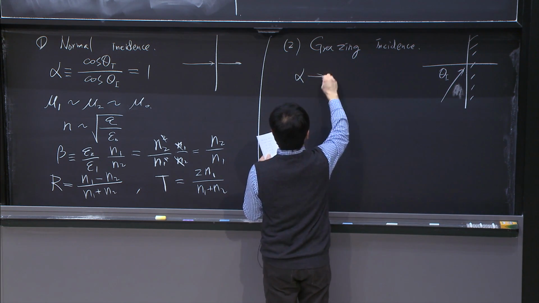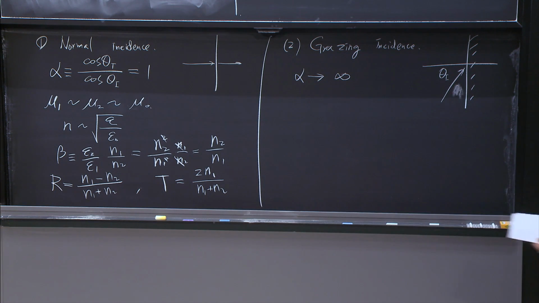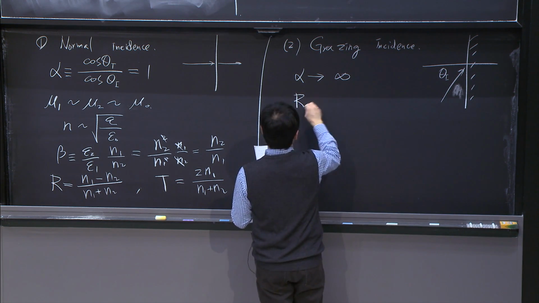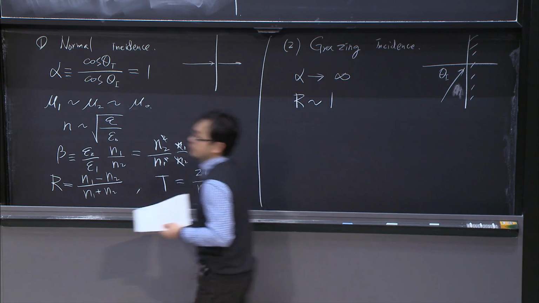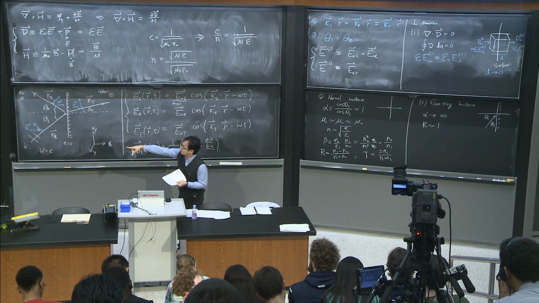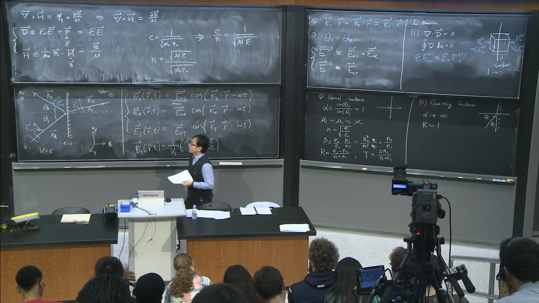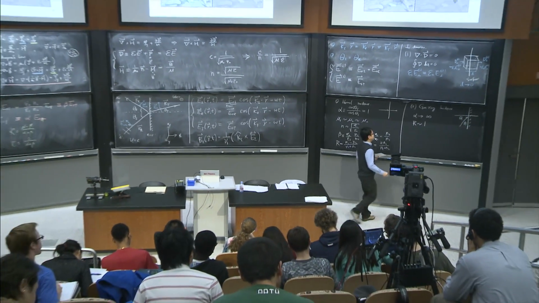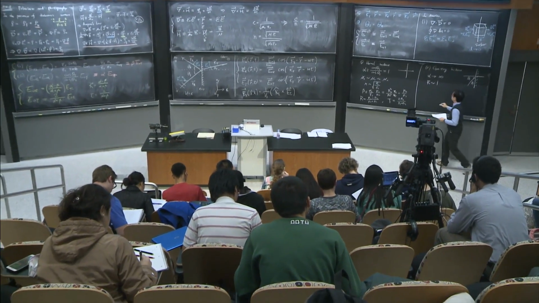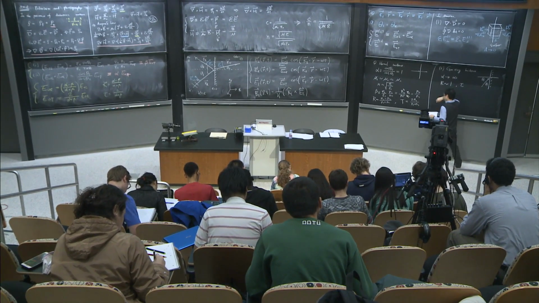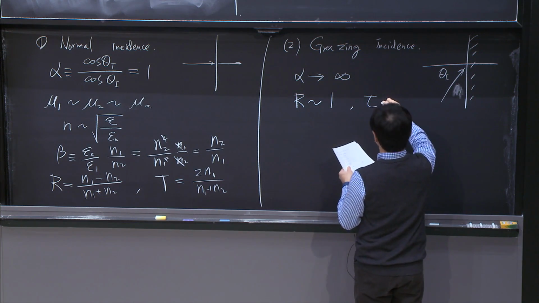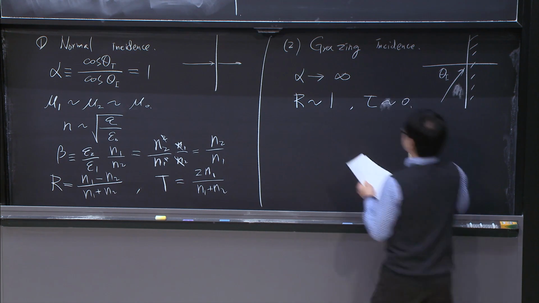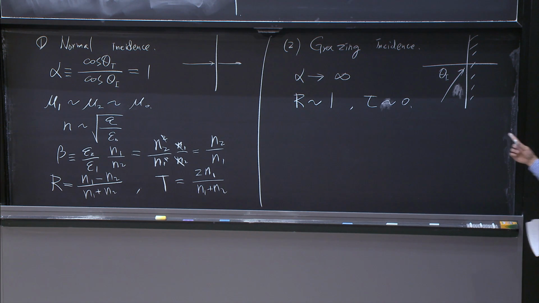This means that alpha will go to infinity because theta I is going to 90 degrees. Therefore you have R roughly equal to 1, because R is alpha minus beta divided by alpha plus beta, right? If alpha goes to infinity, then R goes to 1. And tau goes roughly to 0. So that means if you have a grazing incidence, then basically most of the light is reflected.